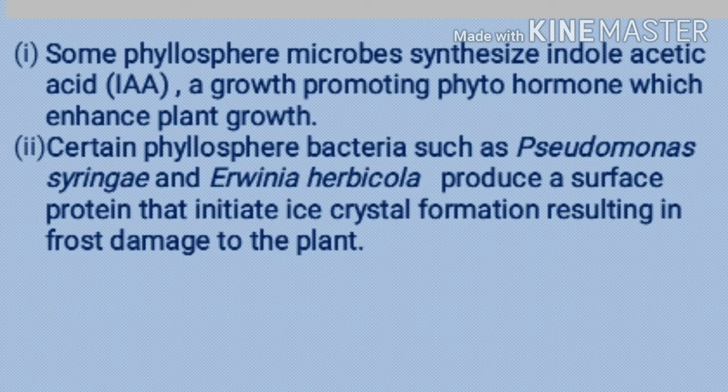Certain Phyllosphere bacteria such as Pseudomonas syringae and Erwinia herbicola produce a surface protein that initiates ice crystal formation, resulting in frost damage to the plant.